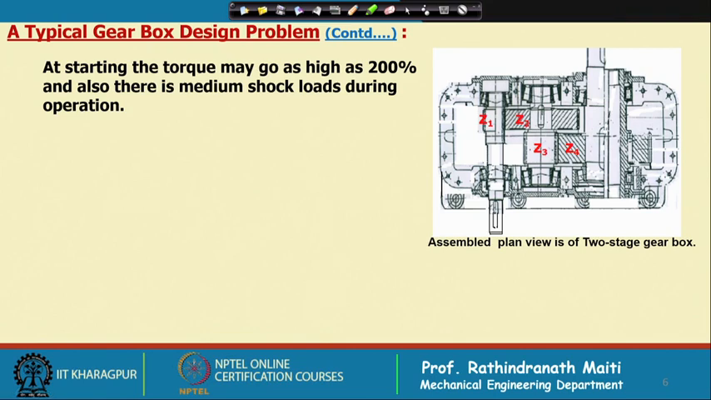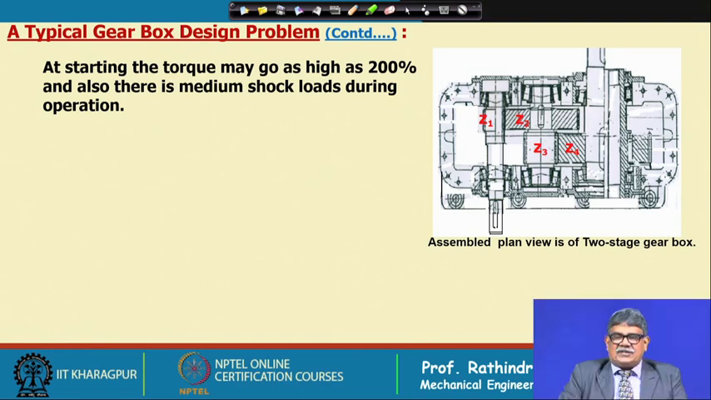At starting, the torque may go as high as 200%, and there are also medium shock loads during operation. This means that the nominal torque we have considered must be multiplied with some factors, so that the gear design can sustain the 200% starting torque and whatever shock comes.